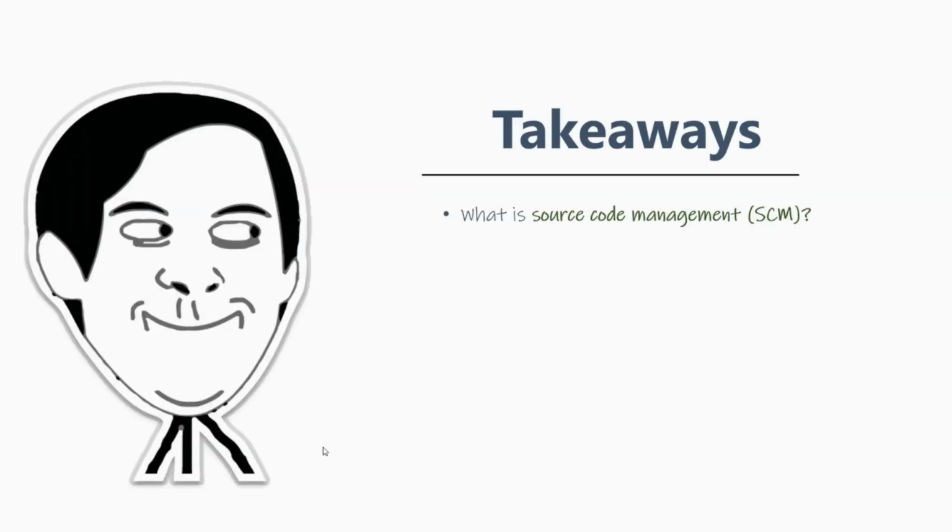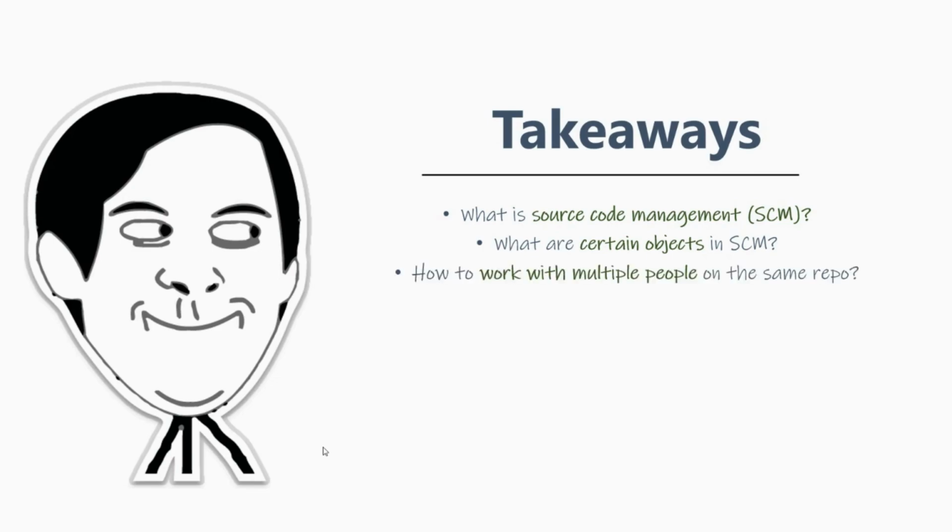That almost brings me to the end of this video. Let us have a look at the key takeaways that you have. The first takeaway is the answer to the question, what is source code management? I know that you know the answer to this. The next question is what are certain objects in SCM? We already discussed this and you're familiar with them. We also know how to work with multiple people on the same repo, the branching example that you saw or the merging example that you saw. And then we also know somewhat what Git and GitHub are.